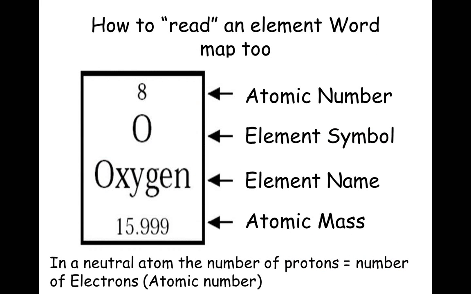How to read an element. Make sure you also write this in your word maps. So that number 8 there is the atomic number. The O is the element symbol. The oxygen is the element name. And the atomic mass is the combination of the protons and neutrons.